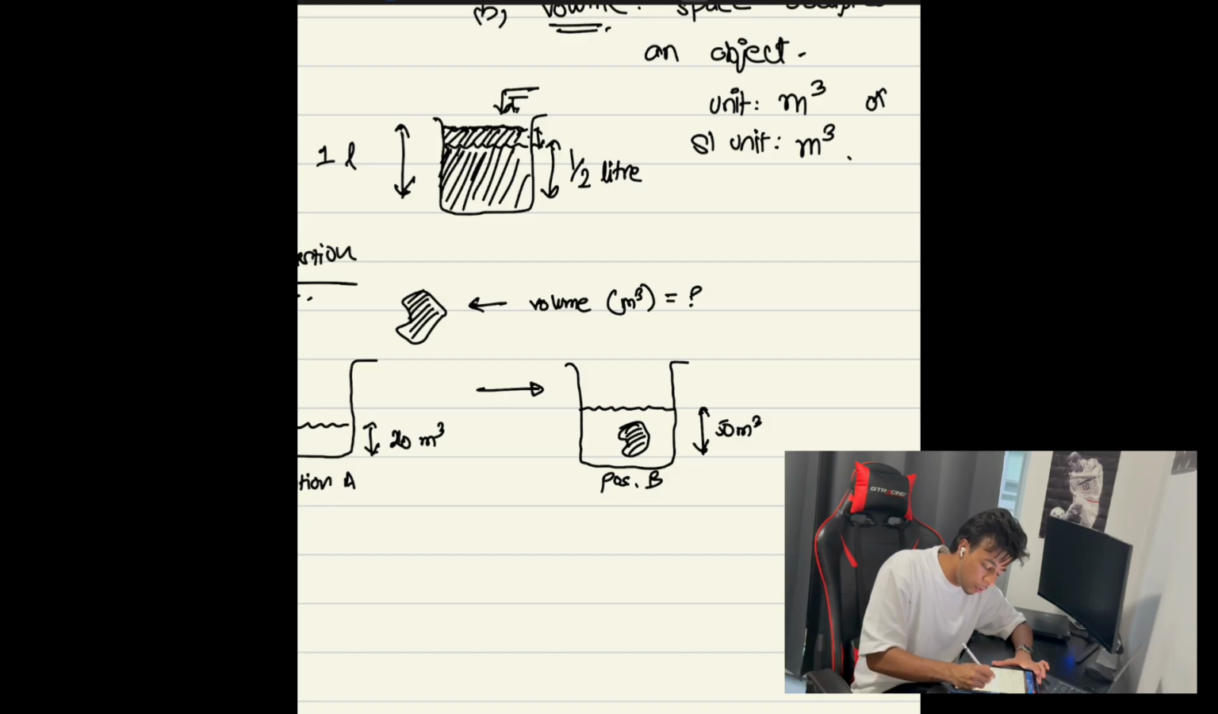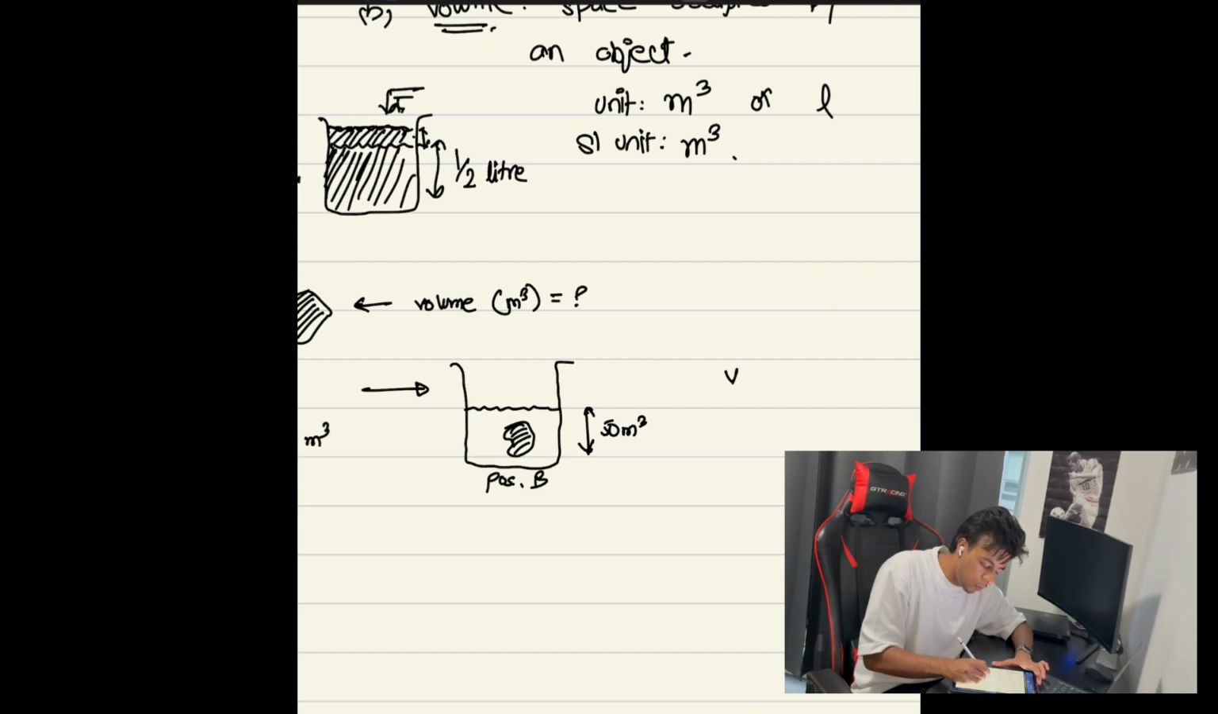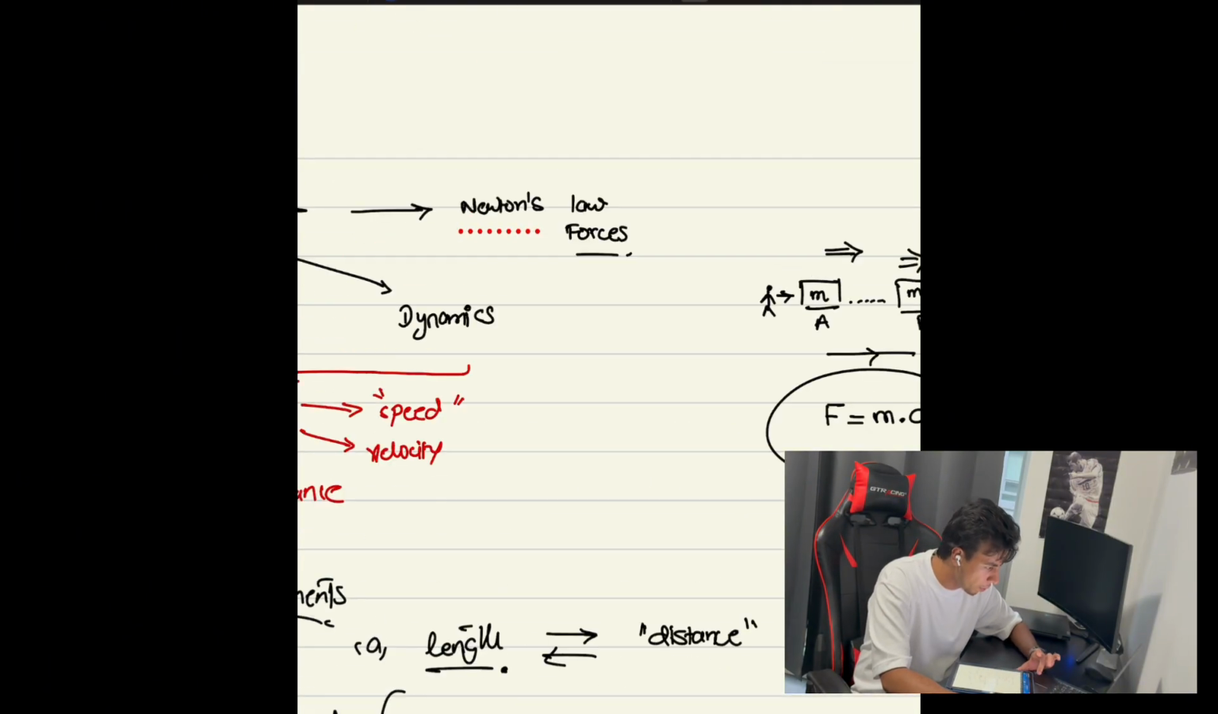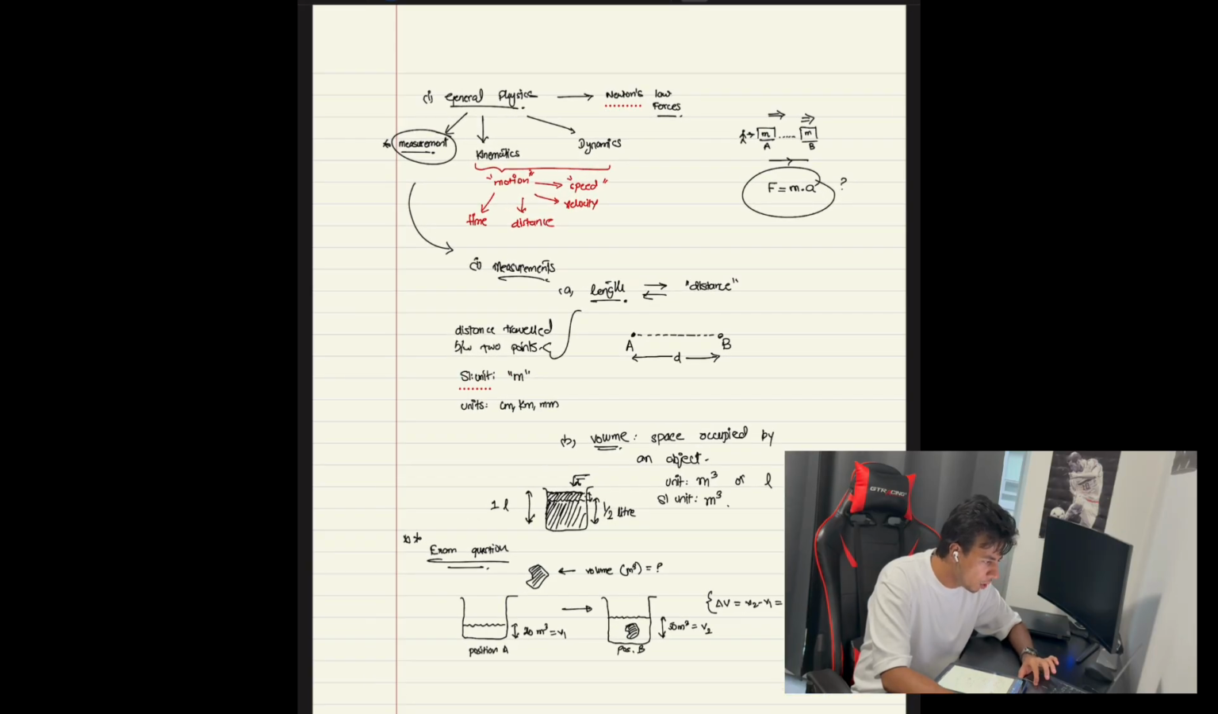It's very simple. Let's suppose this is V2, and this is V1. So the volume is the change in volume, that is V2 minus V1. Hence in this case 50 minus 20, meaning 30 meter cubes. That's as simple as that. This is a very simple question that's going to come in the exam, but you guys really need to know what's happening here and how you can measure what volume really is.